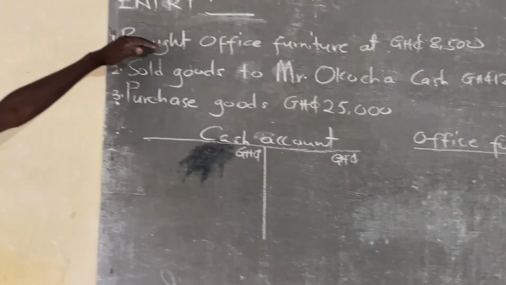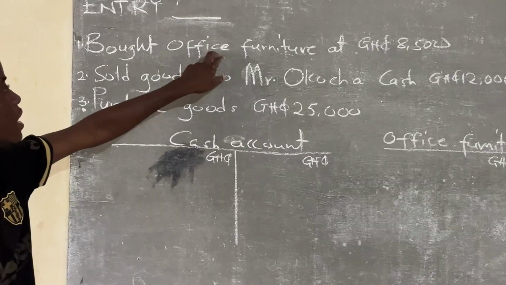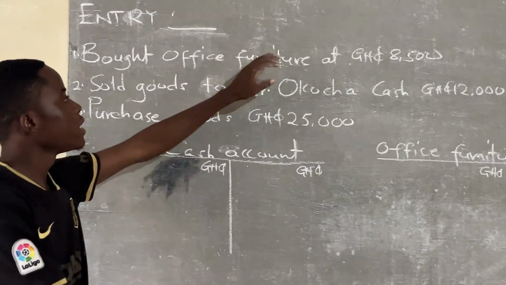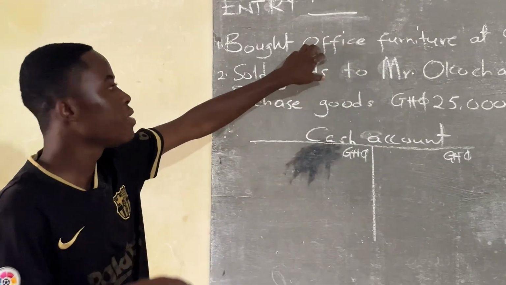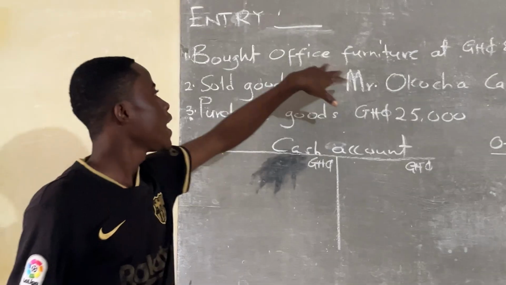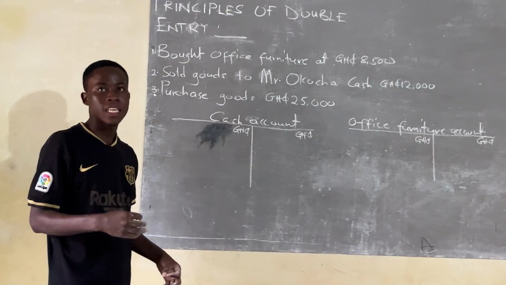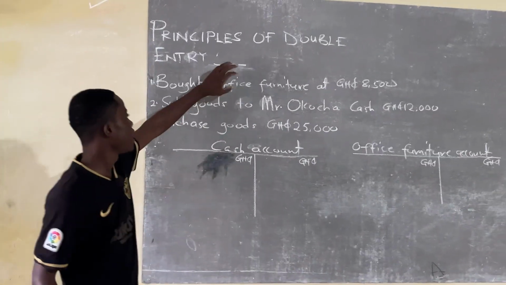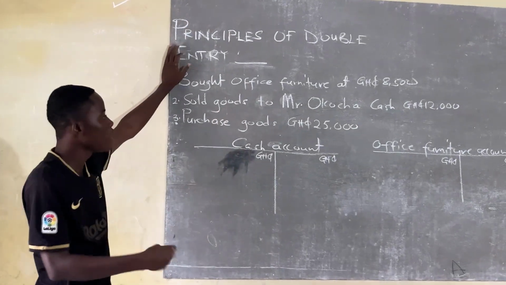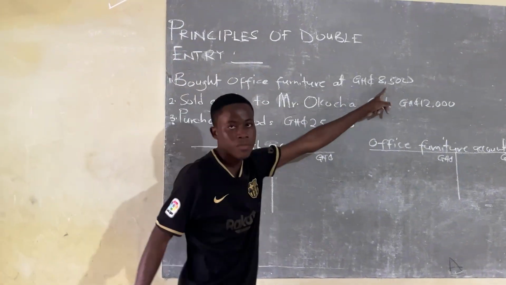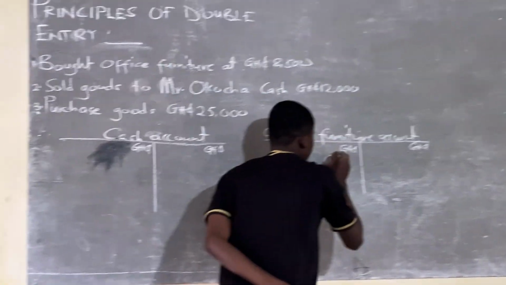Now, we said bought office furniture at 8,500 Ghana cedis. Since we are buying office furniture, the office furniture is coming into the organization. So that means the organization is receiving the office furniture. And then we have a rule which states that debit what comes in and credit what goes out. When we apply this rule, since office furniture is coming in, we debit office furniture with the amount involved, which is 8,500 Ghana cedis. So we have 8,500 Ghana cedis here.